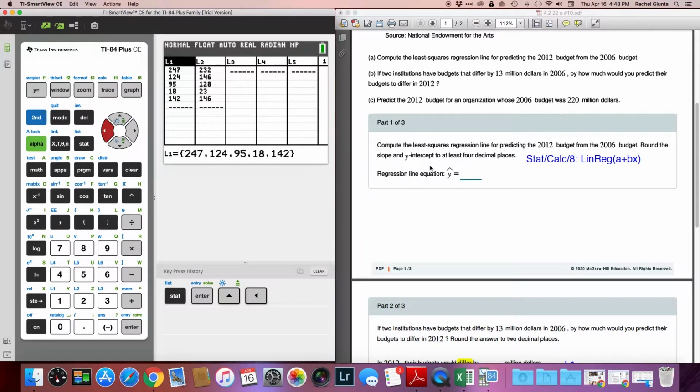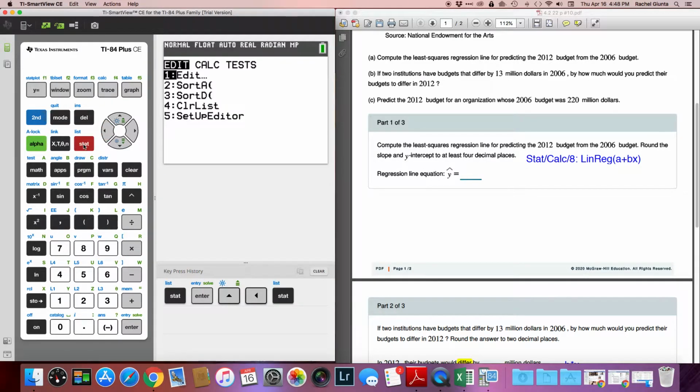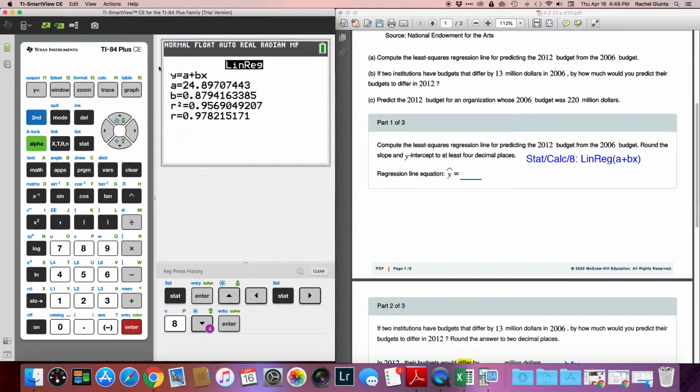And then first is compute the least squares regression line. So that is stat, calc, and then number 8, LinReg(a+bx). Your x list is always going to be L1, y list is always going to be L2, frequency list is always going to be blank. Store regression equation, if you have that line, you don't need to use it, and calculate. And up at the top it says y = a + bx. That's exactly the format that you need to enter your answer.